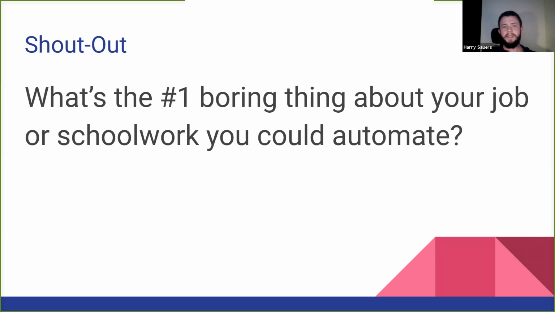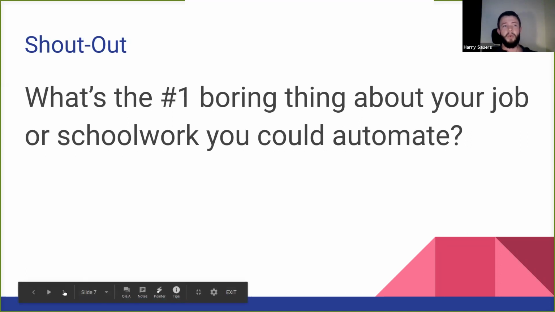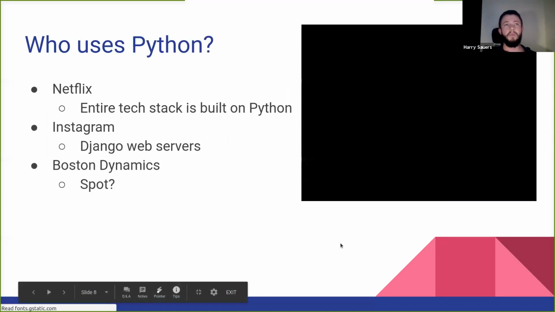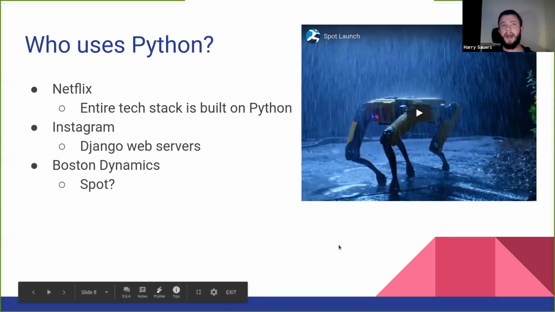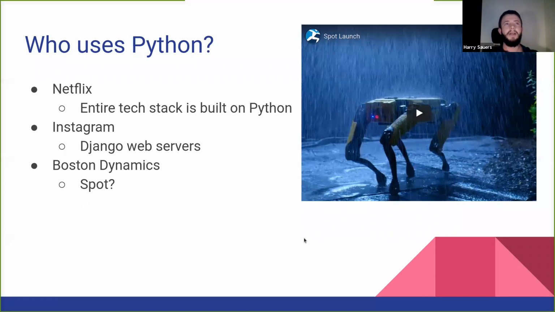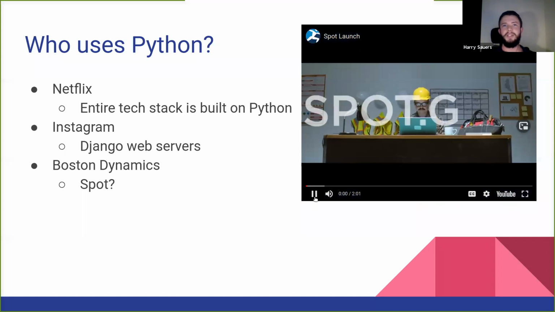Yeah, so Python, I mean, basically everything except for maybe essay writing, you could definitely do. And you could do it very, very quickly with a low time to market. So lots of companies and people use Python. Netflix is entirely built on Python. Instagram runs on Django web servers, which is a popular web development framework for Python. And Boston Dynamics, which makes the Spot robot, even controls things via Python.